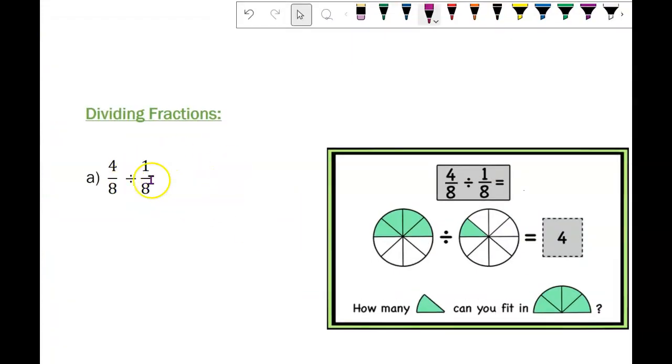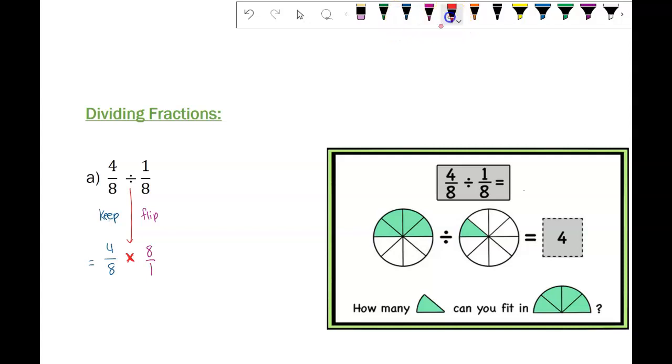But now how do I go to the answer of 4 algebraically? Well, the rule of dividing fractions is that you keep the first fraction. So you keep this first fraction, so you rewrite it as 4/8. And now we change the operation from division to multiplication. And then we flip the second fraction, and so it becomes 8/1.